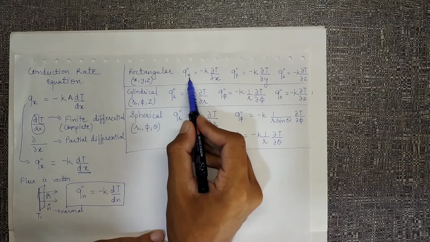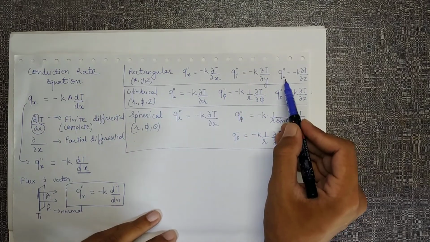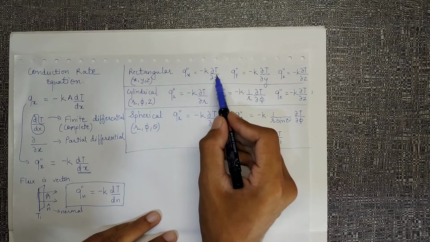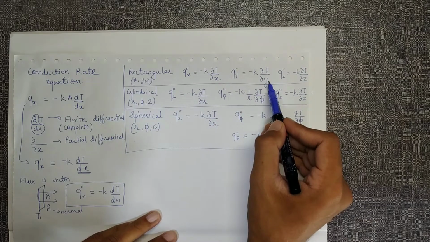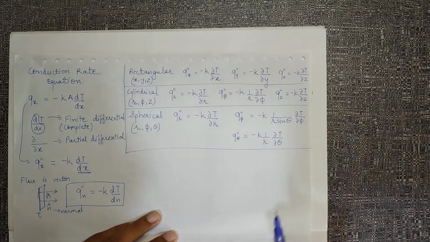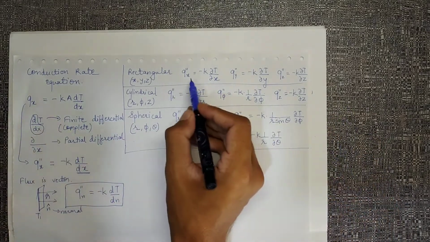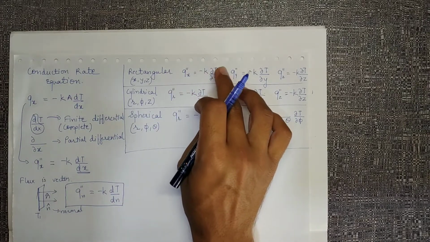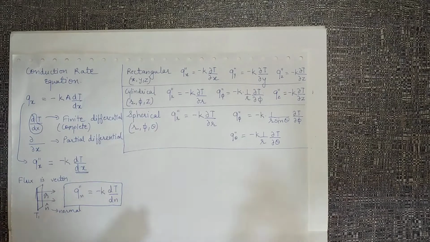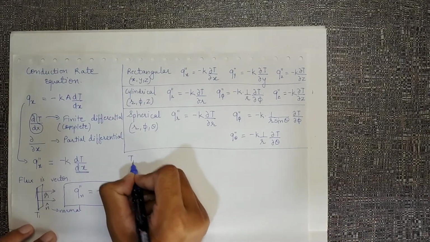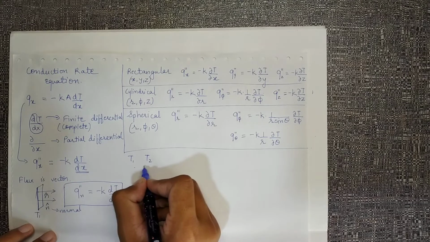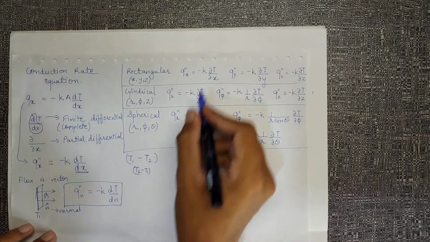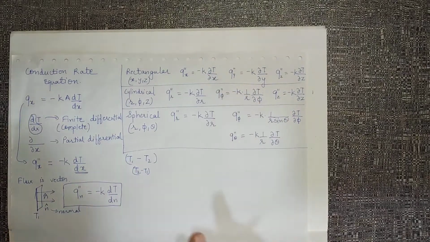The flux in the x direction, the flux in the y direction, and the flux in the z direction are very simple: minus K times the partial differential of temperature in x, in y, and in z. The minus sign is taken so as to use the partial differentials of temperature from the higher to the lower side. Earlier I used to take T2 minus T1, but from now on we will take T1 minus T2. That's why we are taking the minus sign.